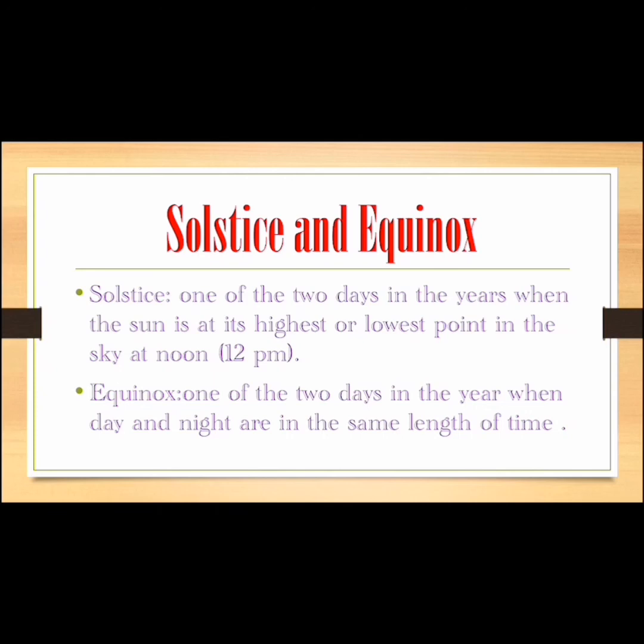And let me explain to you about equinox. Equinox means the two days in the year when day and night are of the same length of time. It means that there are two days in a year when day and night are equal in length.